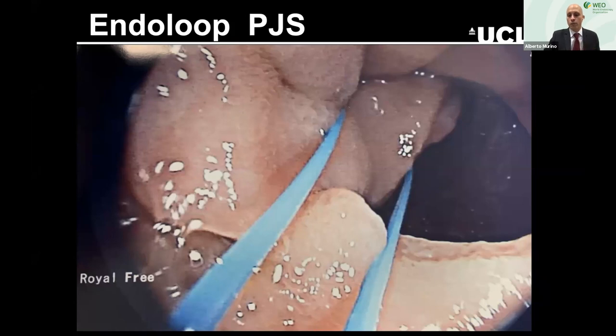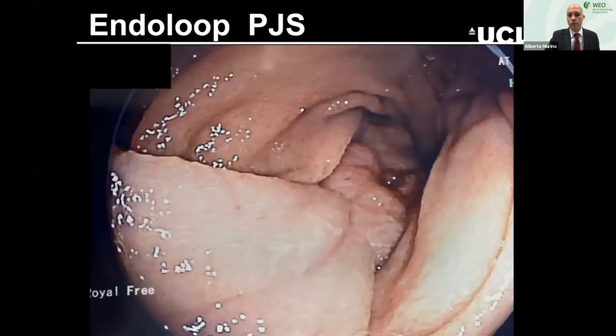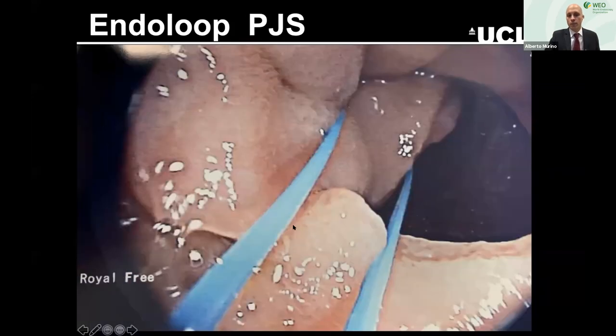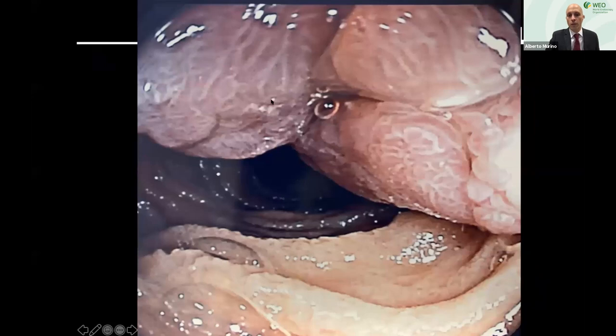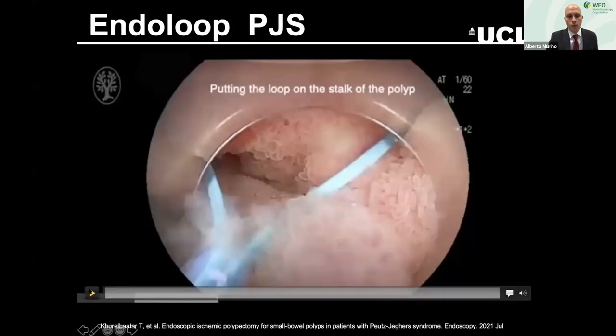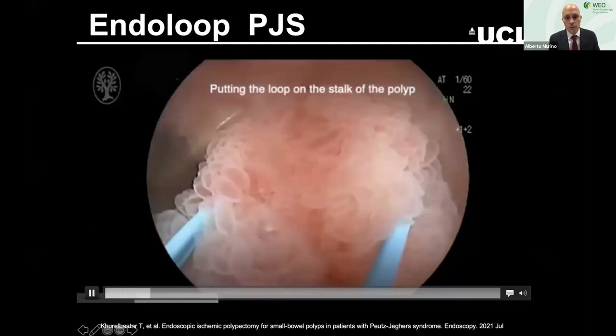So we're now placing an endoloop. You can see here there is a very large PJS polyp with a very large stalk. We place the endoloop. We wait for the ischemic change. You can see the difference in color between the head of the polyp and the rest of the mucosa. And we leave this in place. And this is a video from Jichi Medical University.